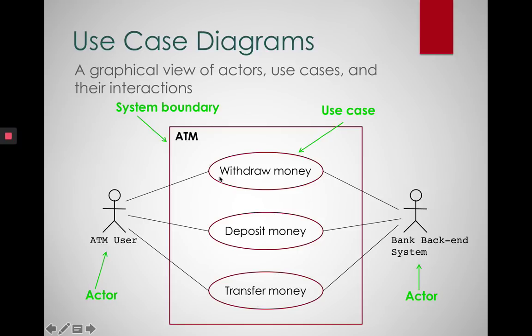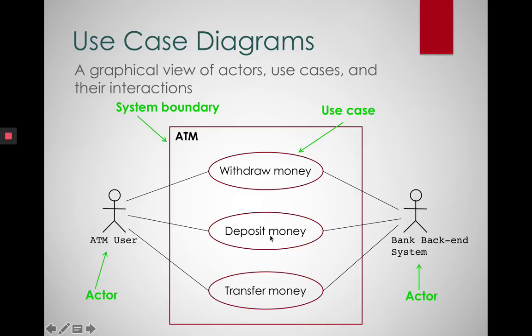Each use case is represented by an oval with the name of the use case inside. Actors are represented by stick figures, which isn't the best representation because actors are not always humans. They can also be other software systems or hardware systems. But in any case, an actor is always represented by a stick figure. Here we have two actors: an ATM user, that's a human, and a bank back-end system, which is a software system.